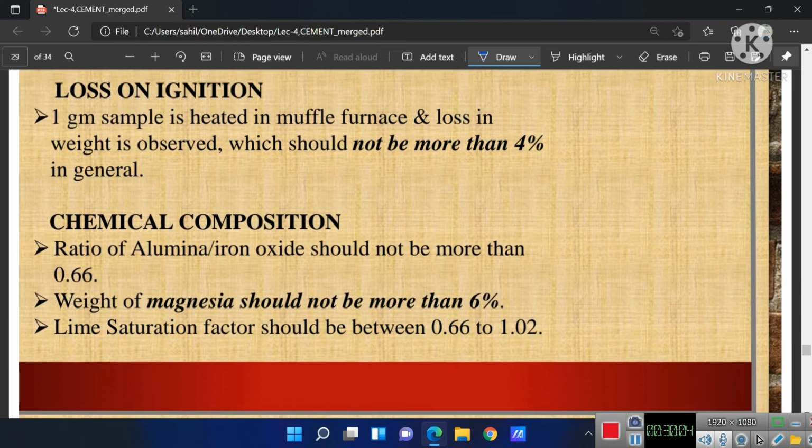Now ratio of alumina / iron oxide should not be more than 0.66. Weight of magnesia should not be more than 6%. Now lime saturation factor should be between 0.66 to 1.02.